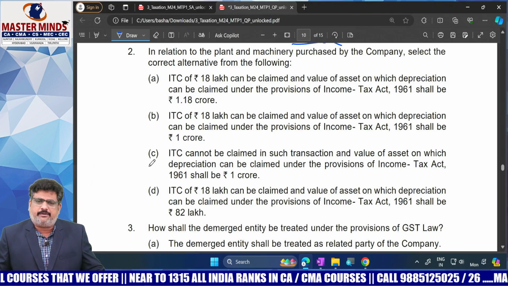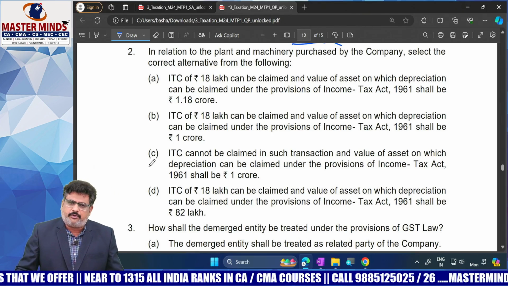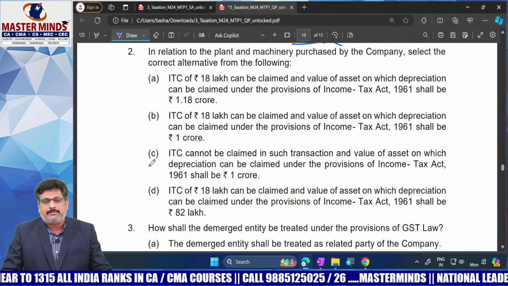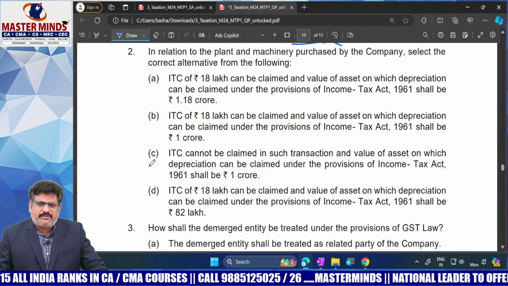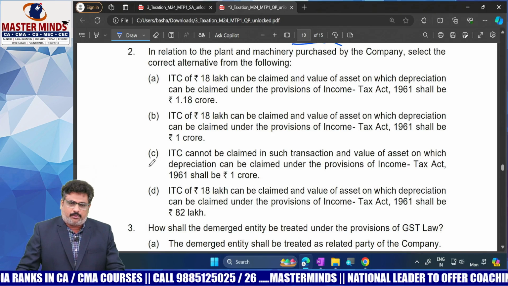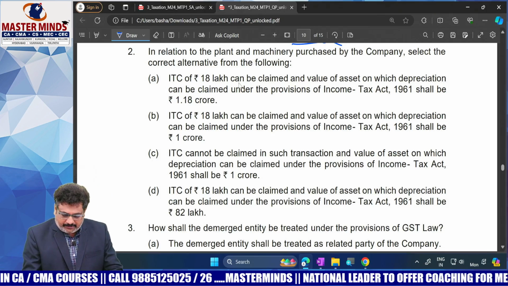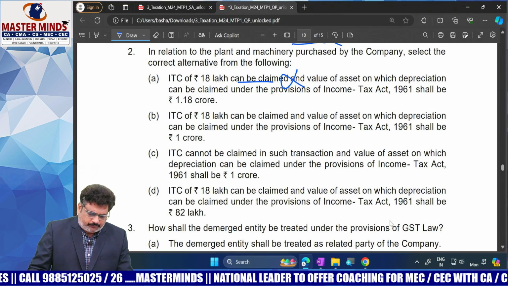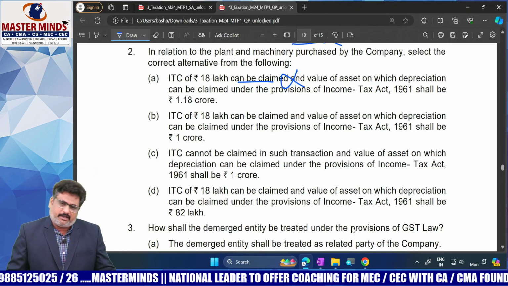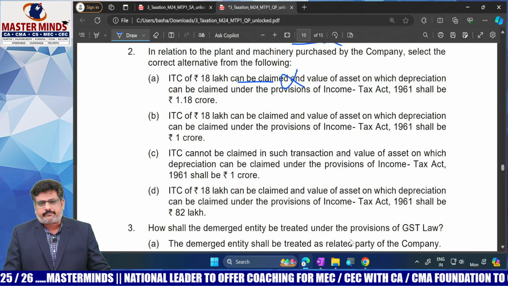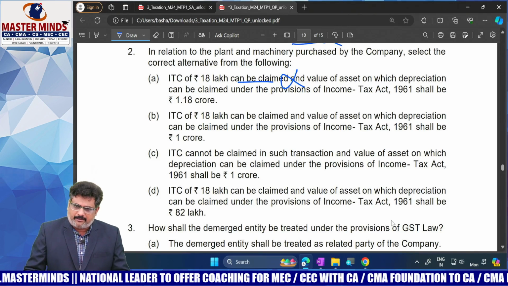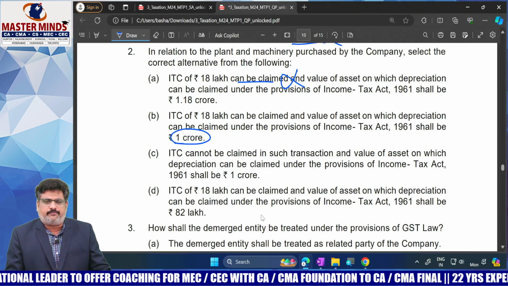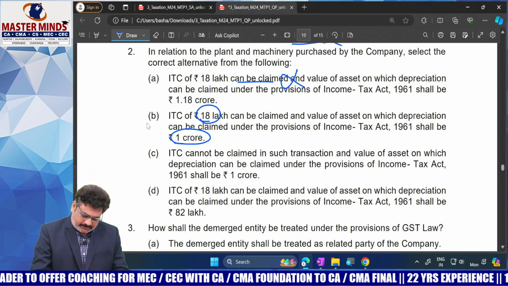ITC of 18 lakhs can be claimed and the value of the asset on which depreciation can be claimed under Income Tax Act shall be 1.18 crores. When you are claiming depreciation on 1.18 crores, ITC is not allowed. ITC can be claimed is the word that is used. This is not the correct one. ITC of 18 lakhs can be claimed and the value of the asset on which depreciation can be claimed under income tax is 1 crore. Okay, you are claiming depreciation exclusive of GST. Therefore, that 18 is allowed as ITC.